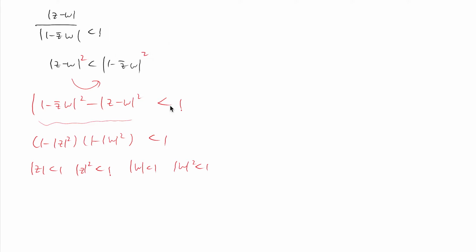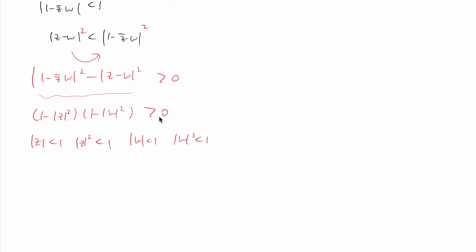Okay, sorry, I made a really silly mistake. When you move |z - w|² to the other side, this side just becomes positive, greater than 0. So this is less than 1, this is less than 1. 1 minus something less than 1 is positive. 1 minus something less than 1 is positive. Positive multiplied by positive is overall positive. Okay, so just stop here. We get the idea.